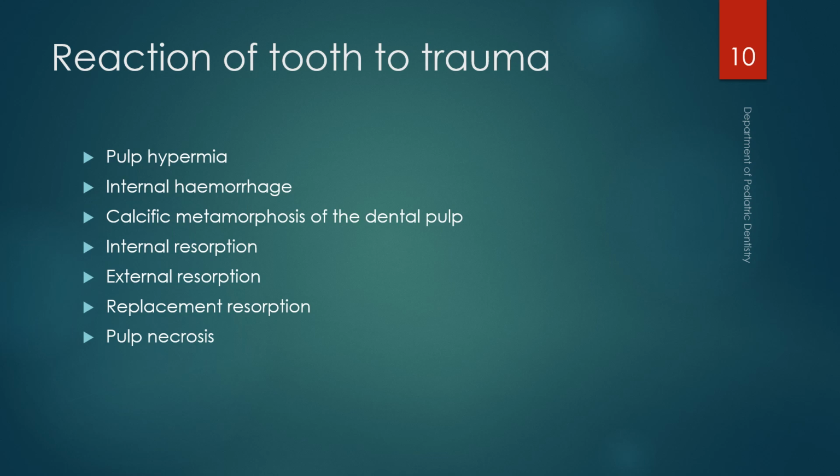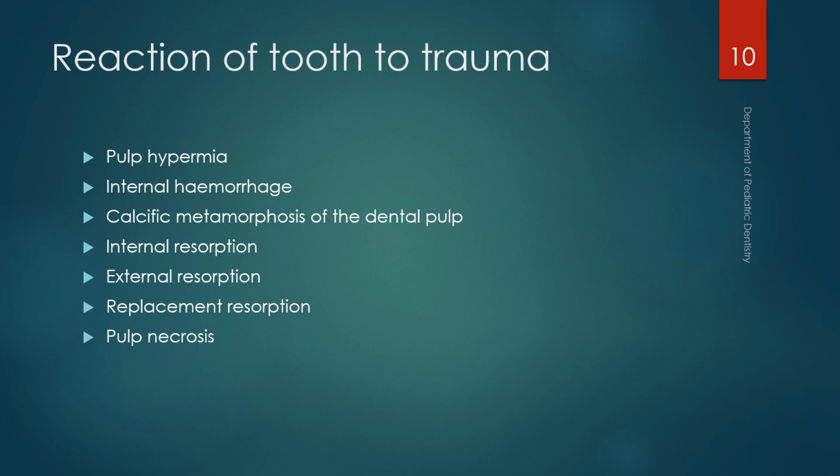So because of the trauma, you have pulp hyperemia, internal hemorrhage, and the pulp is not able to recover from this internal hemorrhage. There will be stasis of the blood, and then the part of the pulp where the blood flow cannot reach will undergo necrosis, and the necrosis will spread to the whole of the pulp chamber, the pulp space, the radicular pulp, and the tooth will undergo pulpal necrosis.